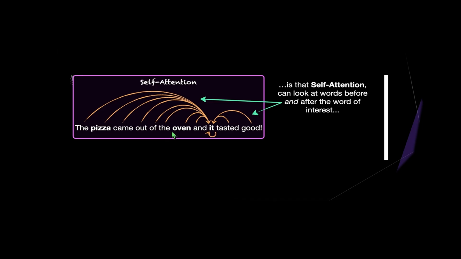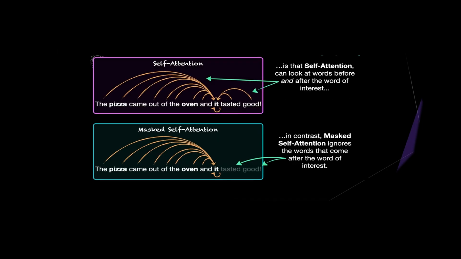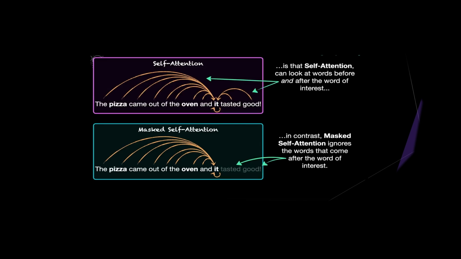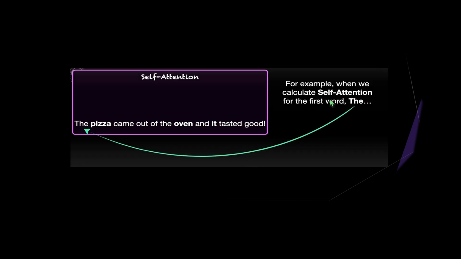In regular self-attention, every word can look at all the other words in a sentence, both those that come before and those that come after. For example, if we take the word eat, the model finds relationships between eat and every other word in the sentence, regardless of position. Masked self-attention works differently.